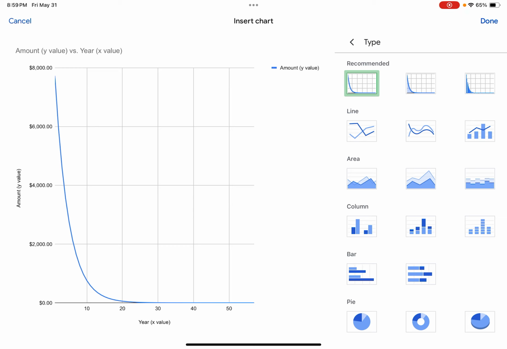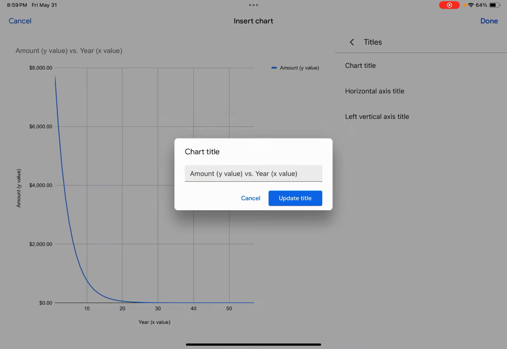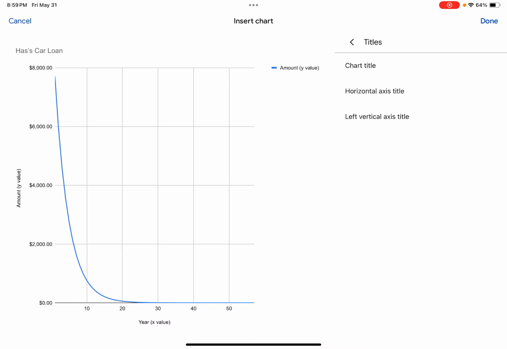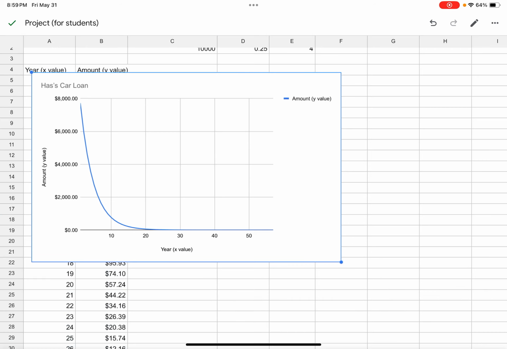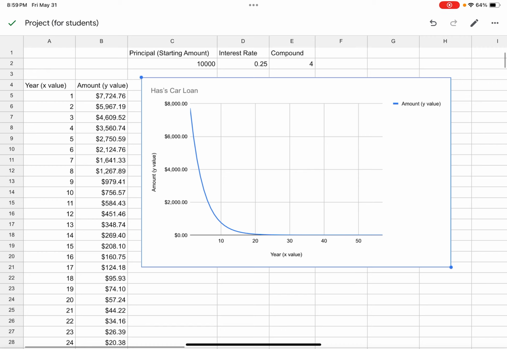So you may have something like this that comes up. I want a line chart. And okay, my legend's on my right. That just tells me which is X and Y. Okay, title, I could change the title. Chart title, right, that's what it's called. I'm just gonna call it Pass's car loan. Update the title, there we go, there's my title, looks nice. And then I hit done, and now I'm just gonna drag this right there so I can see everything.